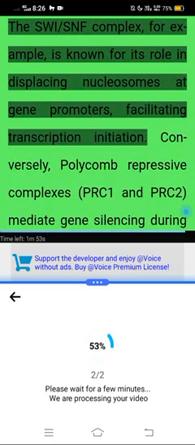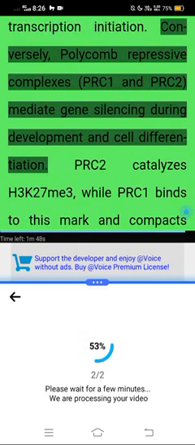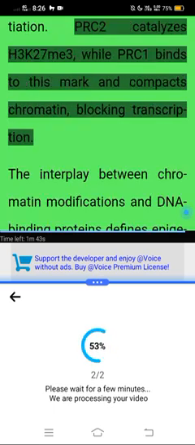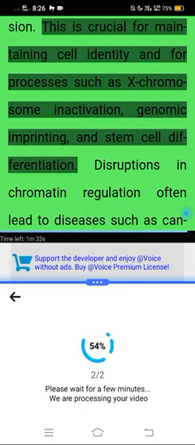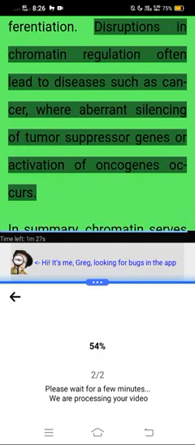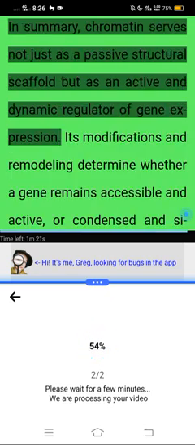The SWI-SNF complex, for example, is known for its role in displacing nucleosomes at gene promoters, facilitating transcription initiation. Conversely, polycomb repressive complexes PRC1 and PRC2 mediate gene silencing during development and cell differentiation. PRC2 catalyzes H3K27Me3, while PRC1 binds to this mark in compact chromatin, blocking transcription. The interplay between chromatin modifications and DNA binding proteins defines epigenetic memory, ensuring that gene expression patterns are stably inherited during cell division. This is crucial for maintaining cell identity and for processes such as X chromosome inactivation, genomic imprinting, and stem cell differentiation. Disruptions in chromatin regulation often lead to diseases such as cancer, where aberrant silencing of tumor suppressor genes or activation of oncogenes occurs.